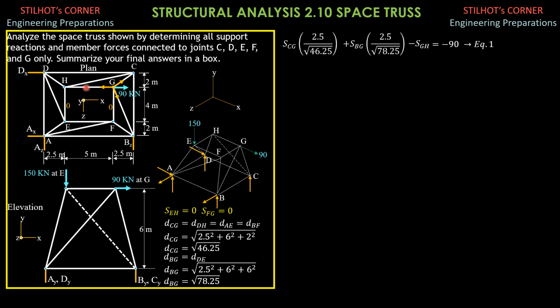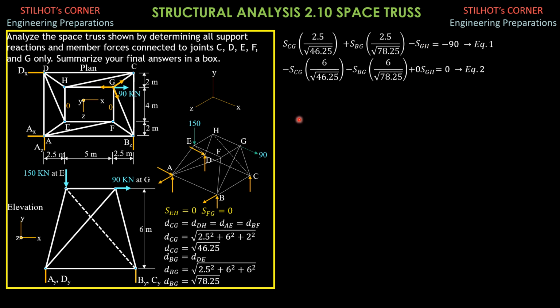GC and GB are going down, so treat downward as negative, downward along y negative. So negative SCG times 6 over square root of 46.25, negative SBG times 6 over square root of 78.25 equals 0 plus 0 SGH. Let's involve SGH equals 0.